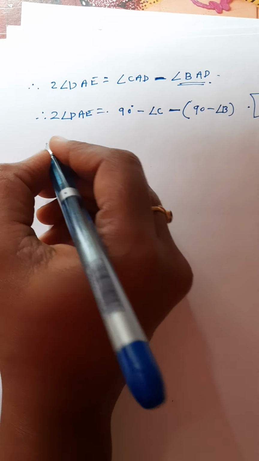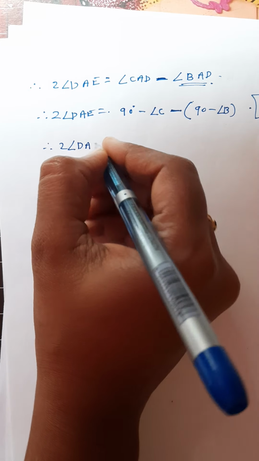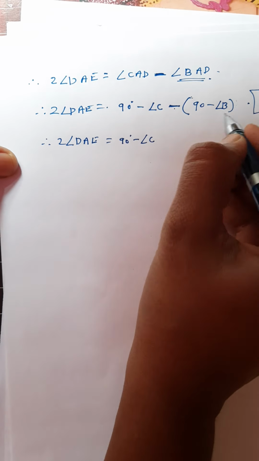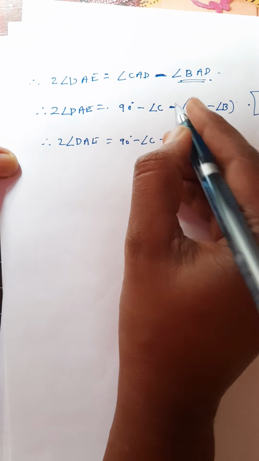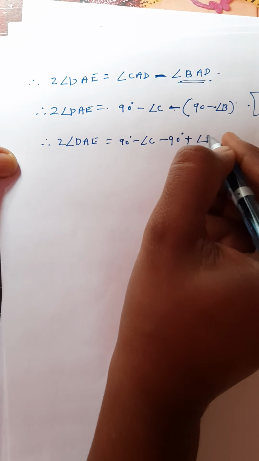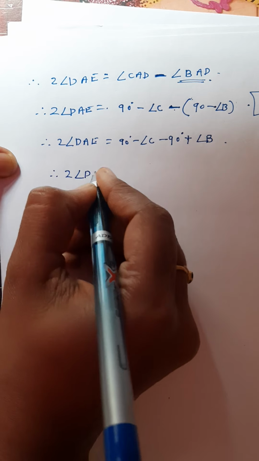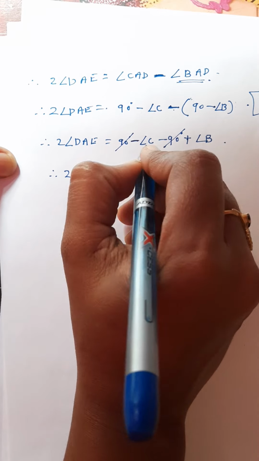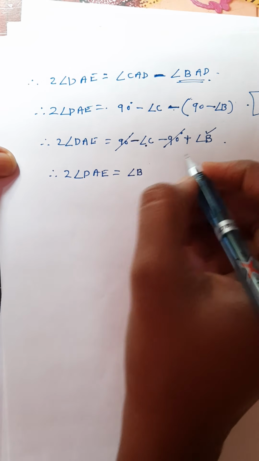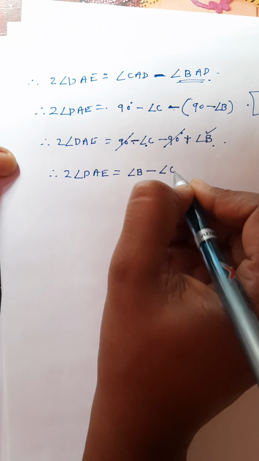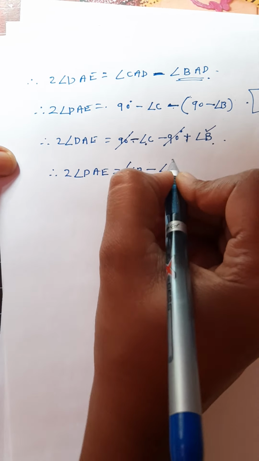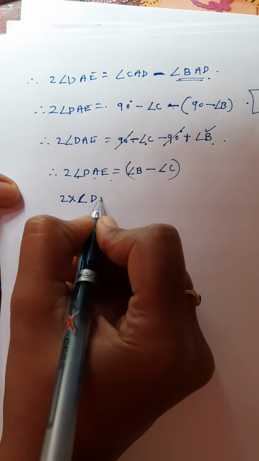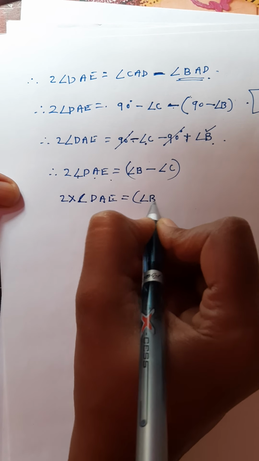So here, therefore 2DAE is equal to 90 degree minus C as it is, and here remove the bracket. While removing bracket it becomes negative 90, negative into negative, positive B. Therefore 2 angle DAE is equal to positive 90, negative 90 cancels, and here negative C is there. So B I will write first because it is positive, positive B, and negative C. Next, I will take inside a bracket. So now 2 angle DAE means 2 into angle DAE, correct? So angle B minus angle C.